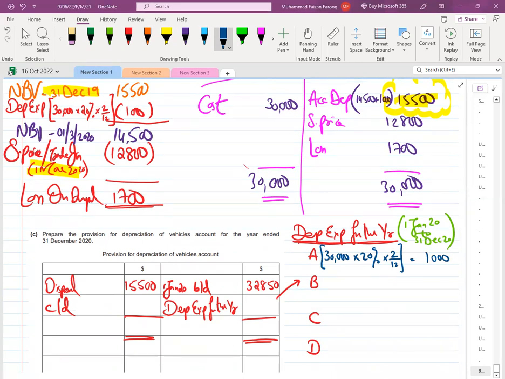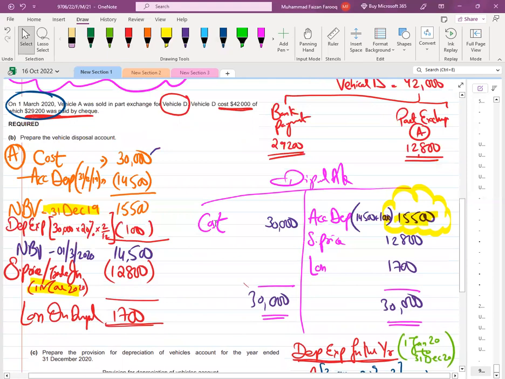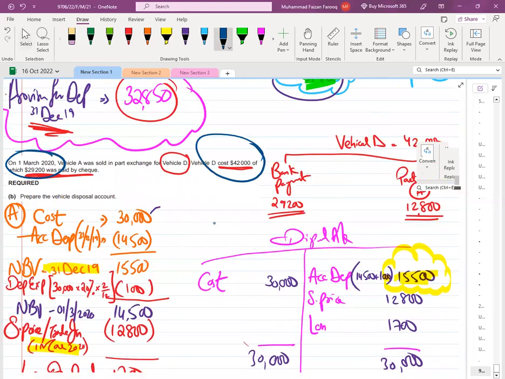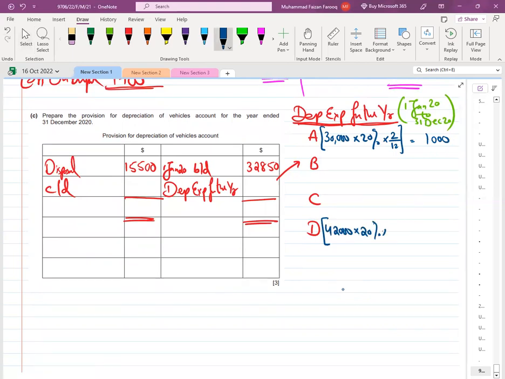Am I right? Now I'm talking about asset D, which we just bought. Here it is. How much? 42,000. We bought it on which date? 1st of March. Means not whole year. 42,000 is the cost. 20% is the rate. And March till December, 10 months. So 7,000. Okay. Asset B and C, we didn't sell them.